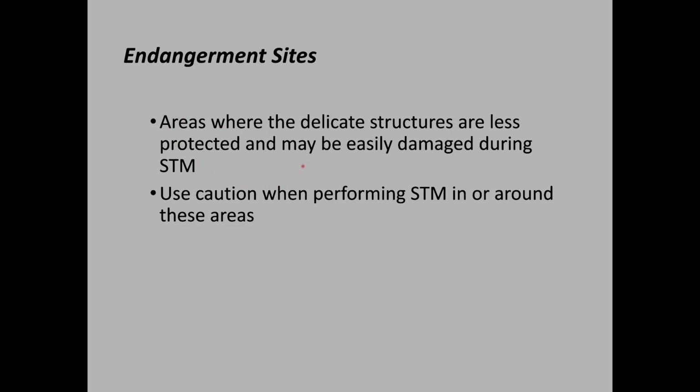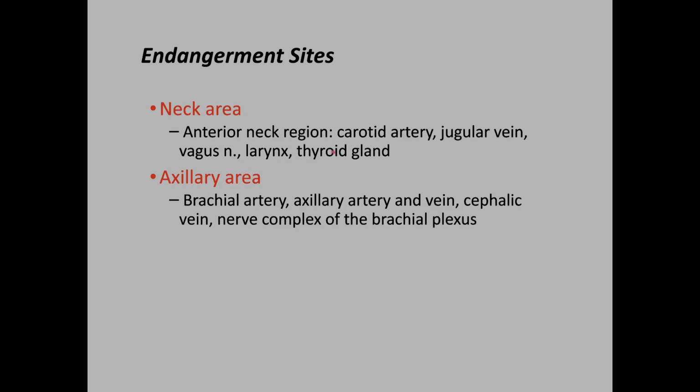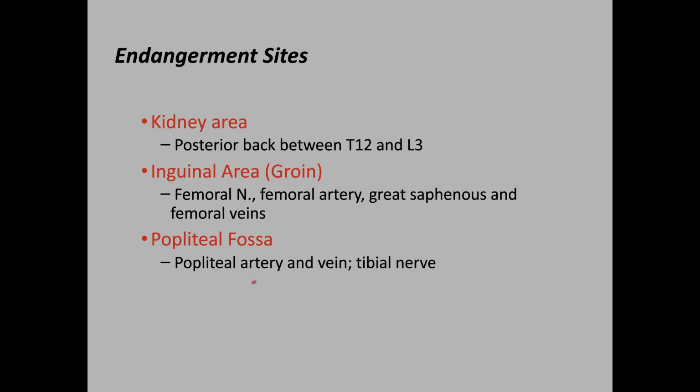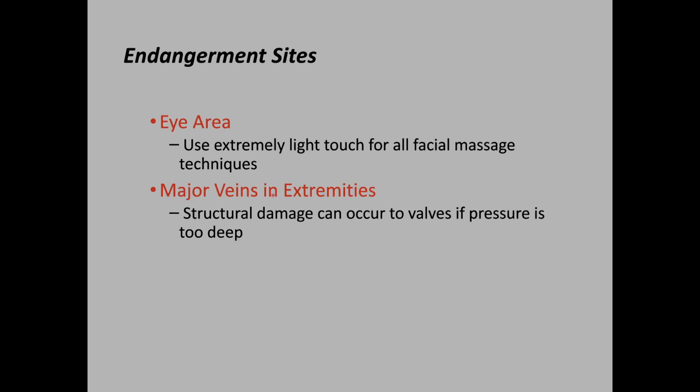Endangerment sites. So not only do we have to know how soft tissue massage is going to affect the patient physiologically, we also need to know anatomically where we should pay special attention. So please know these endangerment sites. Understand where in the body they are, generally, like the area of the neck, in and around the anterior neck, and know what vulnerable structures are in that area that make it such a consideration why we have to pay so much attention. So the axillary area into the armpit, in the elbow you've got the ulnar nerve there, the umbilicus area, abdominal aorta, etc. So have a good understanding of these, obviously in and around the eye.